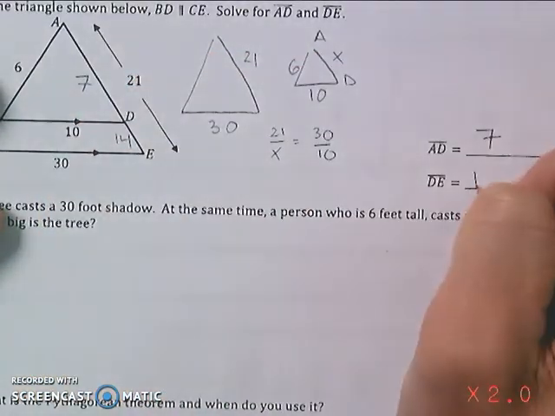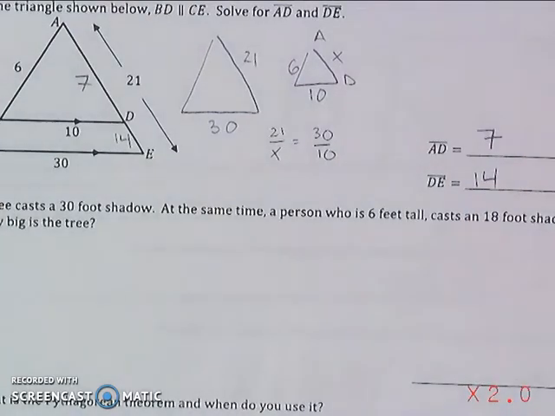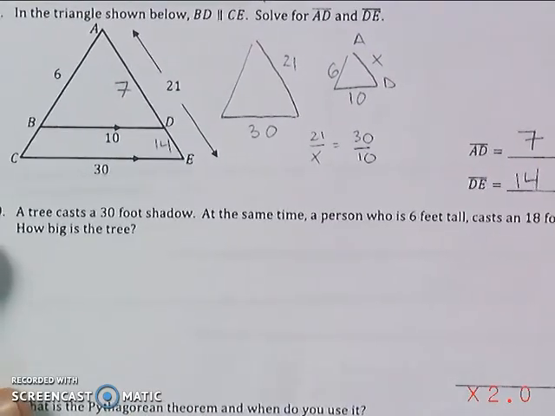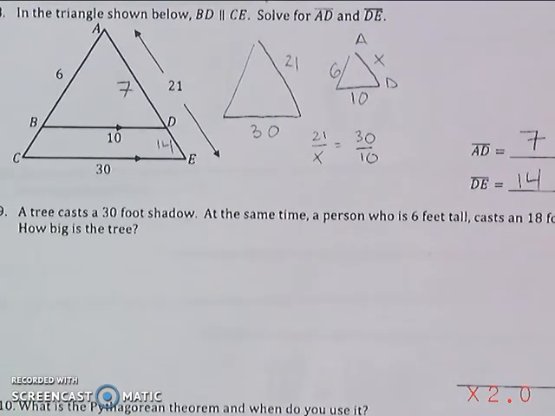Does this look like it's to scale? No. Yeah, 7 looks a lot bigger than 14. So this picture's not to scale. We can also tell that because the 10 and the 30 are not to scale. If that was true, the 30 would be 3 times larger, and it definitely does not look 3 times larger. Okay.